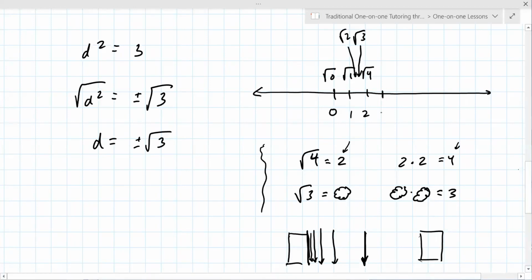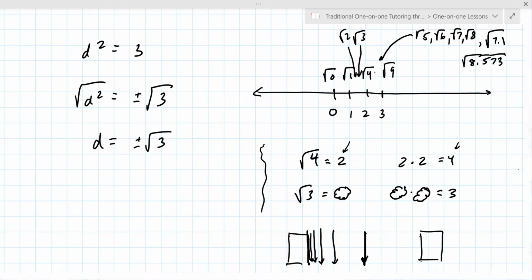So now the next number here is 3, which is the square root of 9. And there is the square root of 5 and the square root of 6 and the square root of 7 and the square root of 8. And also in there, you're not going to like this, but the square root of 7.1 is in there. And the square root of 8.573 is in there. There's a lot of things in there, but only a few of them work out nicely. Technically there's an infinite number of numbers in between. Yes.